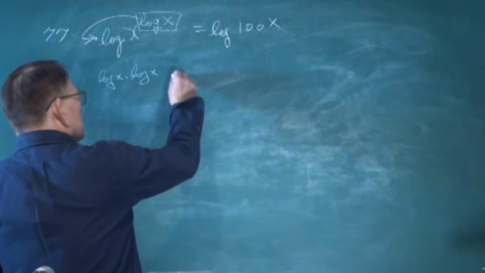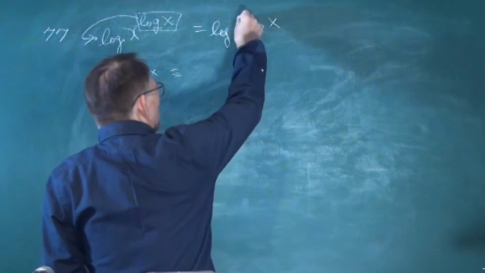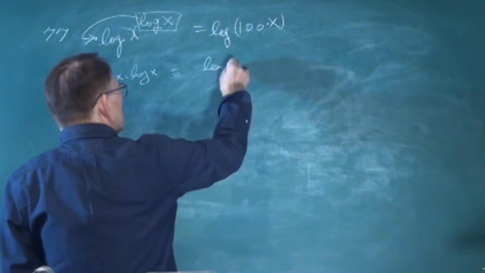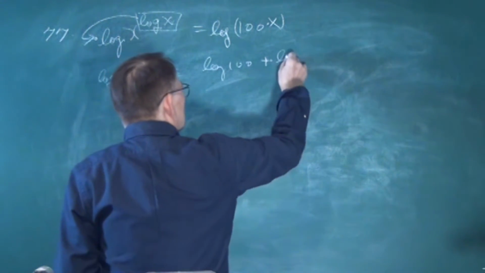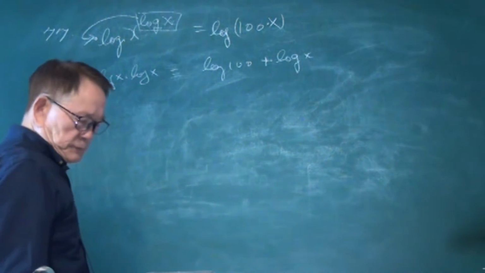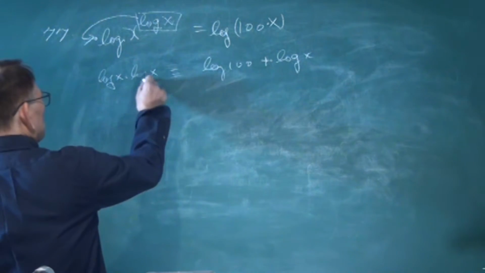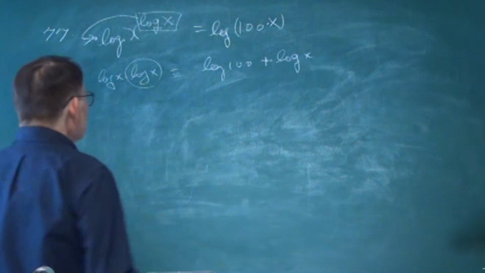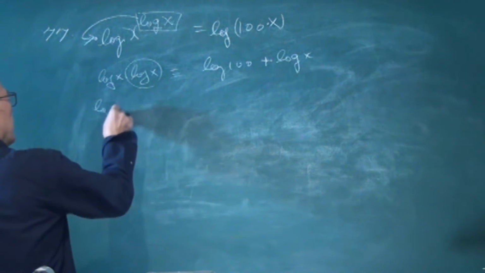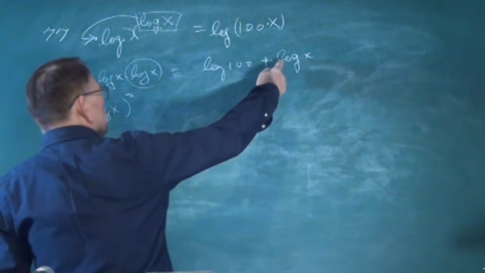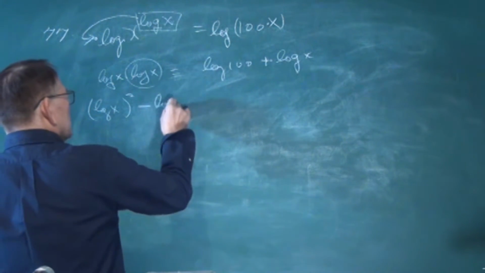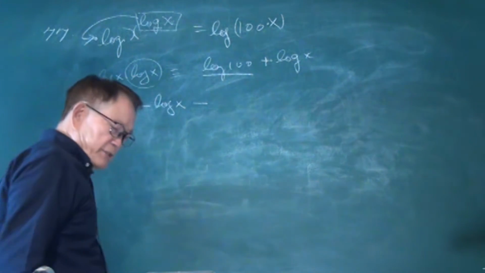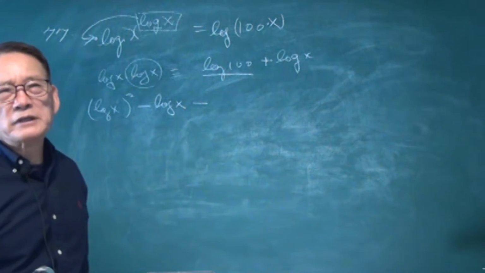And then, according to log property, inside the log, if we have a times, we can separate into two logs. Log 100 plus log x. Now, log x can be one factor here. So this one will be log x times log x, which is a square, and you move this one to the other side, minus log x minus log 100.